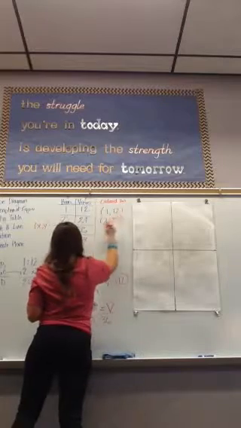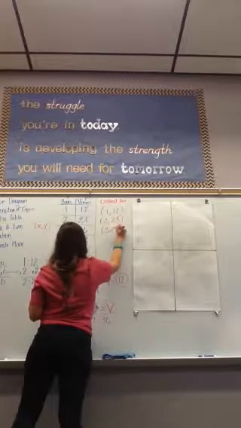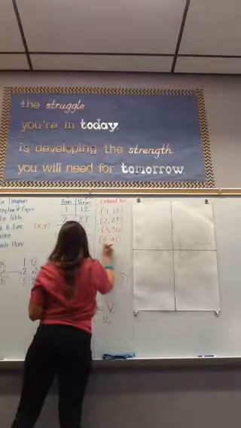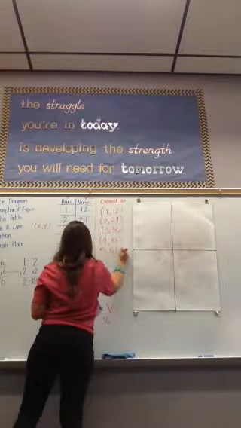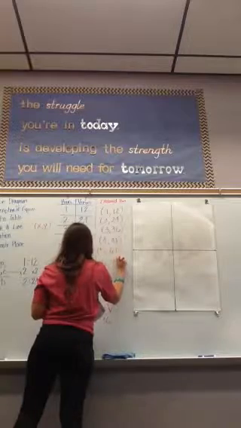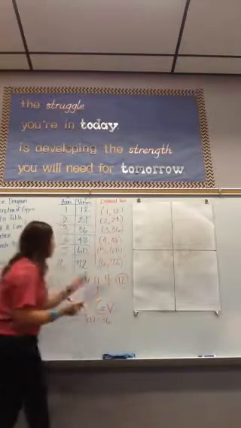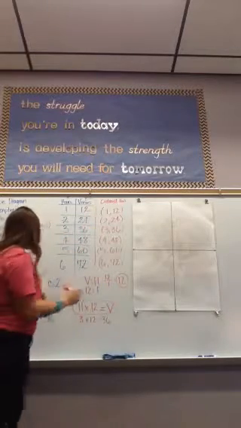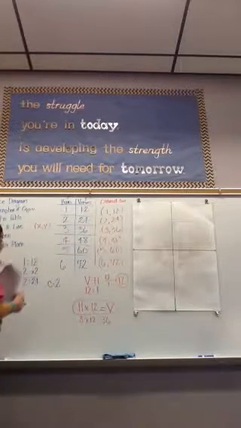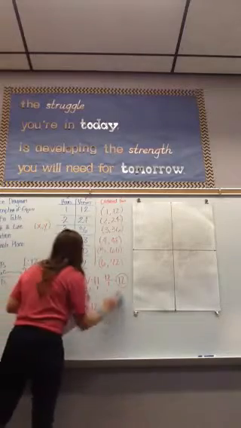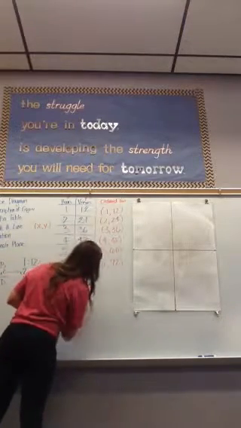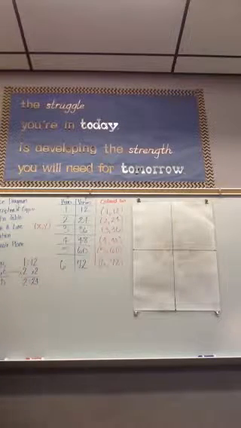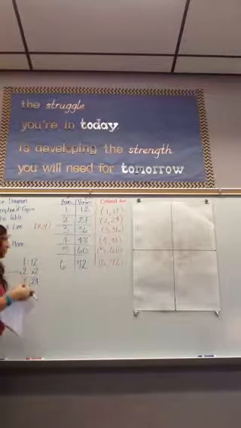Okay, you should have (2, 24), (3, 36), (4, 48), and so on. Each of them should be in parentheses and separated by a comma. They stay in the same order. Before we're able to plot these on our coordinate plane, we need to remember the 4 steps that we learned yesterday and make sure that we're following each of those.